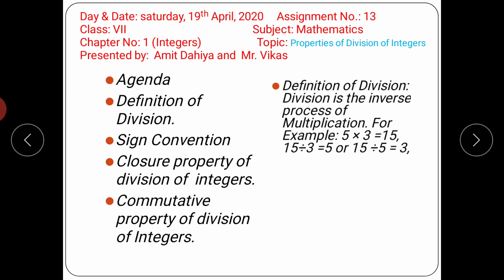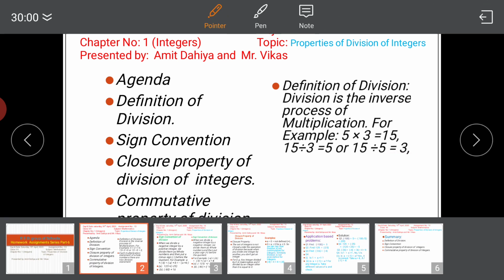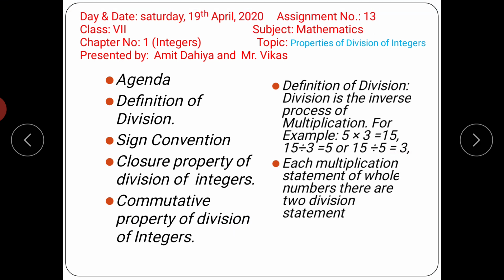Please try to understand this. 5 into 3 gives 15, and 15 divided by 3 gives 5, and 15 divided by 5 gives us 3. For each multiplication statement of whole numbers, there are two division statements.